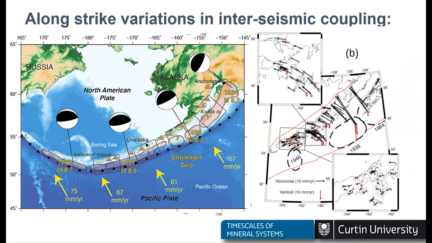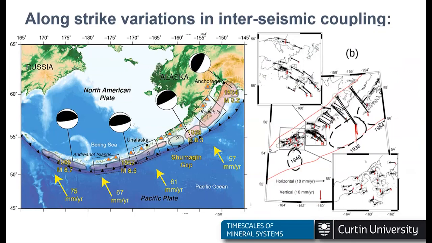When you move along strike, you see that that velocity decreases, right? And down here, in the region above this seismic gap, almost, the upper plate isn't moving at all, really. So that's telling you that the subduction zone is just creeping. It's not locked. And the upper plate's pretty stable.